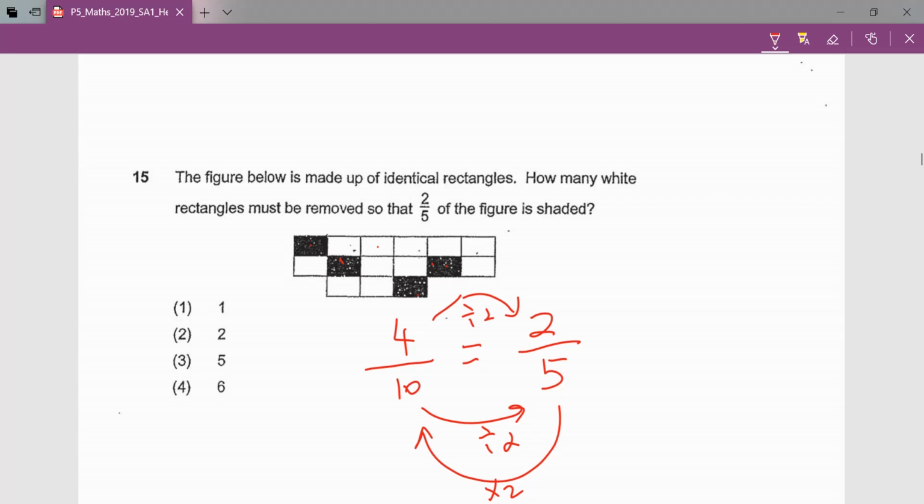Alright, how many figures are there here so far? You have 2 units here and 1, 2, 3, 4, 5, 6. So this is 12 here. This part here is 12, plus 1, 2, 3, so it's 15 in total, which means you need to remove 5 white boxes, or rectangles. Okay, you need to remove 5 white rectangles in order to have 10 rectangles left. 4 over 10 will give me 2 out of 5 of the figure being shaded, so answer is 3.